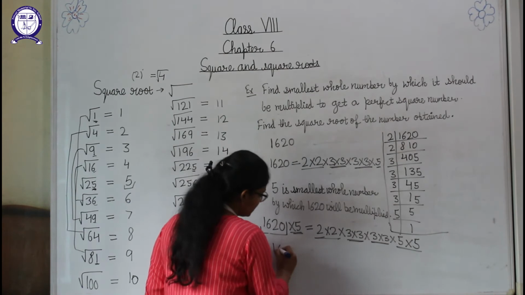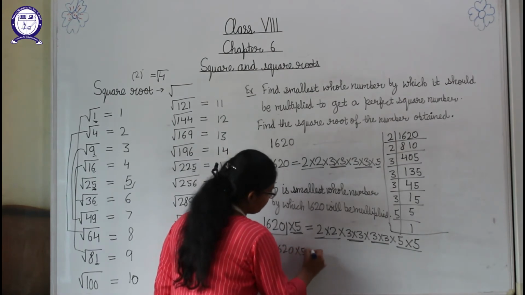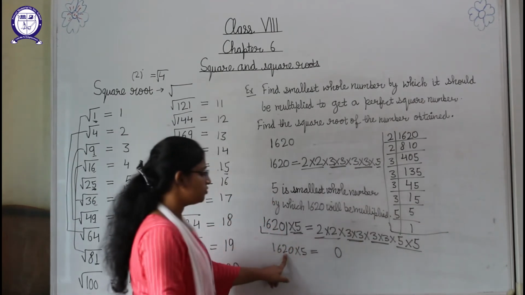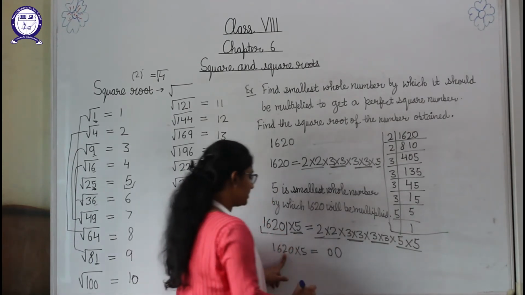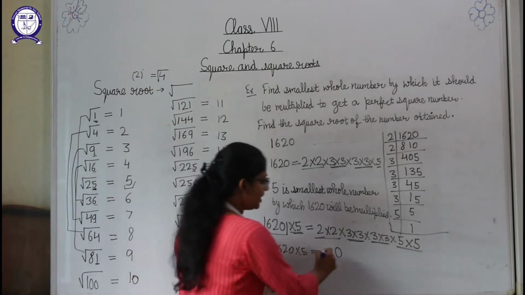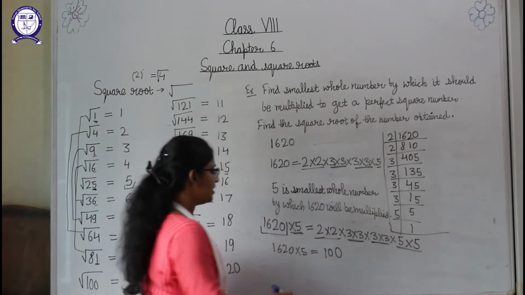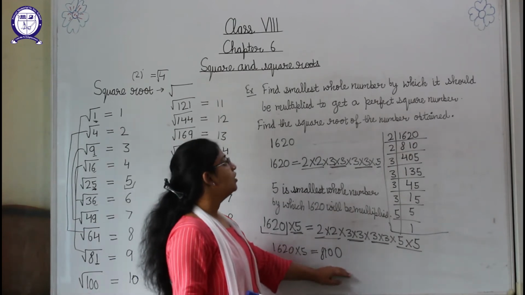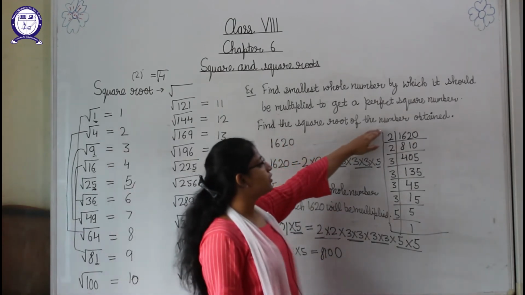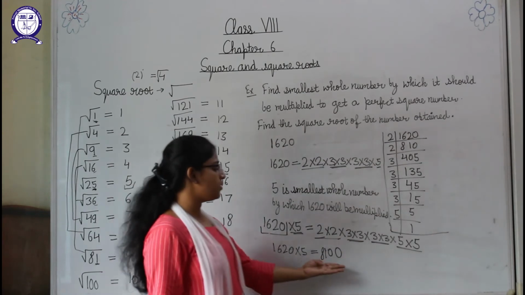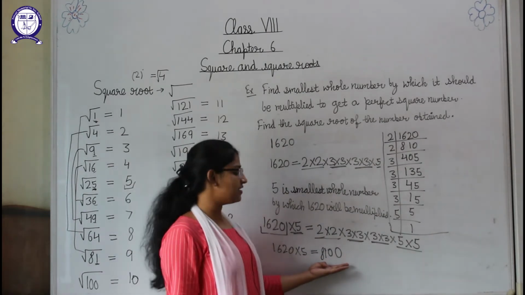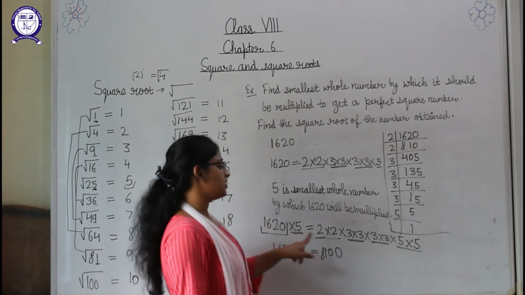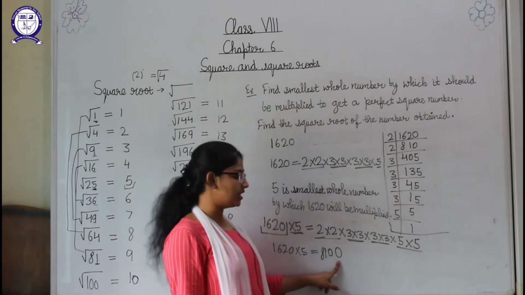So 1620 multiplied by 5, what are we getting? 5 into 0 is 0. Now 5 2s is 10. Now the carry is 1, so 6 5s is 30, and 1 is 31, then 3, and 5 ones is 5, so we are getting 8100. Okay, find the square root of the number obtained. What is the number we are obtaining? We are obtaining 8100. After multiplying 1620 by 5, we are getting 8100.